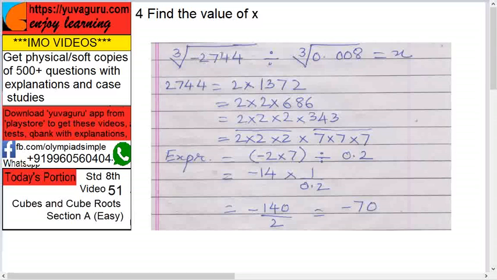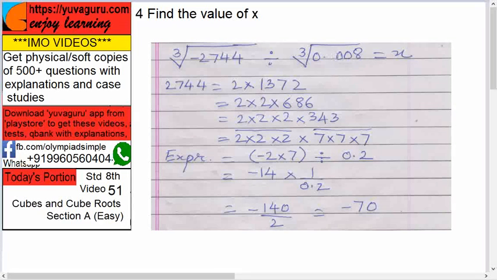Cube root of minus 2744. This will become what? Minus 2 into 7, right? Because this is minus, so cube root will always be minus. Remember, cube root of any number which is minus will always be minus. It can be plus or minus, right? Okay. So minus 2 into 7, minus 2 over here and 7 over here, divided by this.